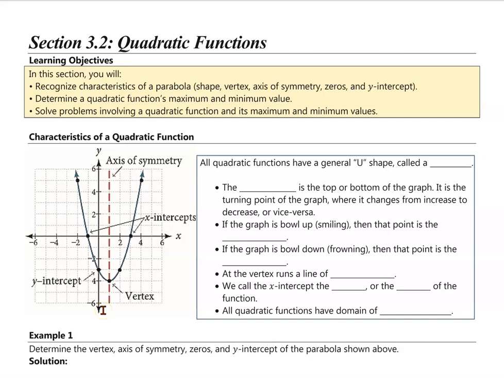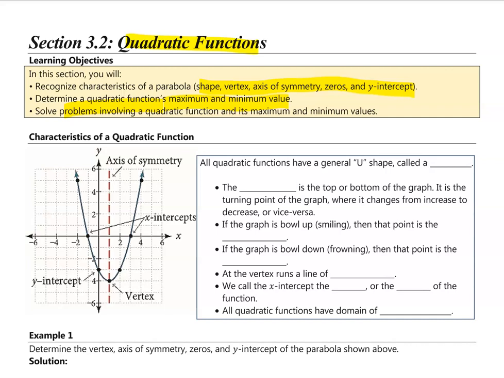Section 3.2 Quadratic Functions. Learning objectives. In this section, you will recognize characteristics of a parabola: the shape, vertex, axis of symmetry, zeros, and the y-intercept. Determine the quadratic function's maximum and minimum value, and also solve problems involving quadratic functions and their maximum and minimum values.